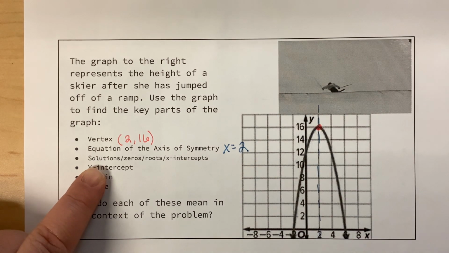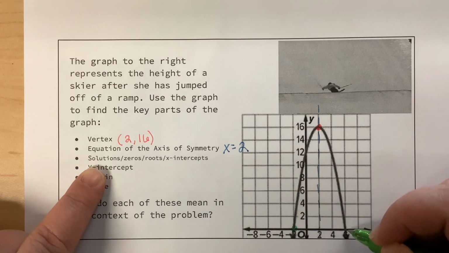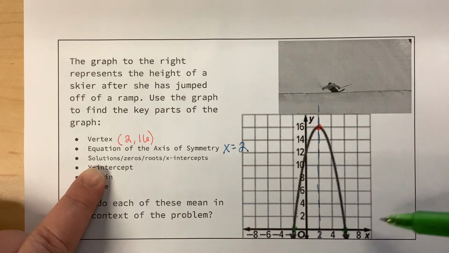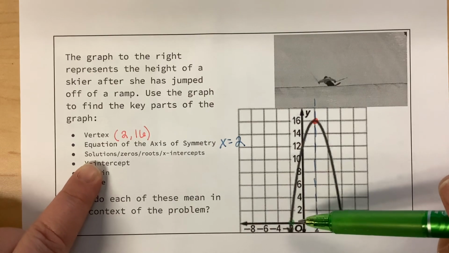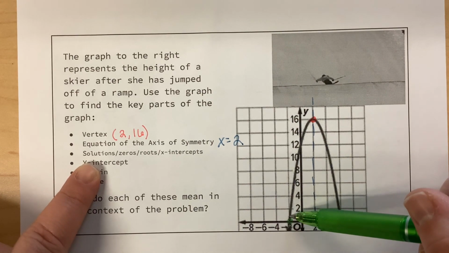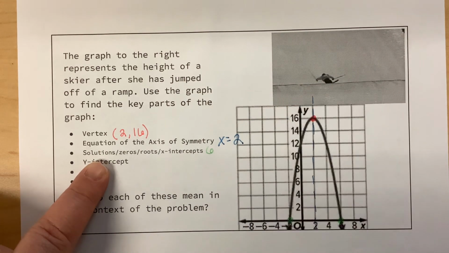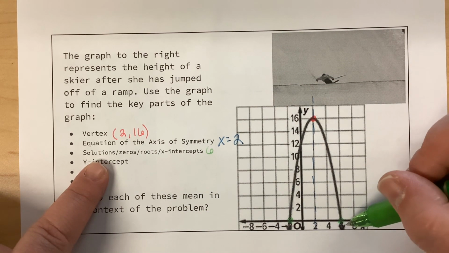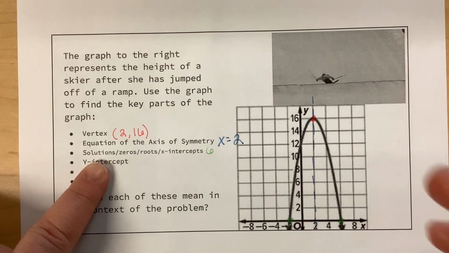All right, our solutions, zeros, roots, x-intercepts, etc., are at -2 and 6. And again, we're talking about, I assume, time here. It didn't necessarily tell us, but it's usually time versus height. So it makes no sense for us to have this negative solution. So we're going to throw it out. So that means our solution is 6, which means after 6 seconds, the skier reaches the ground again, or the snow again. She's no longer in the air.